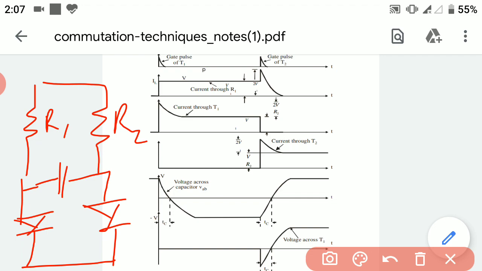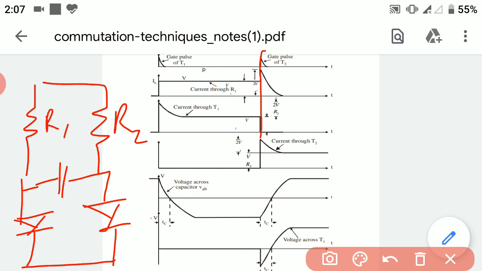The third diagram is of the current through the thyristor T1. In this you can observe that up to this instant the thyristor T1 is turned on. So the total current flowing in the circuit is flowing through the thyristor T1 during this phase.